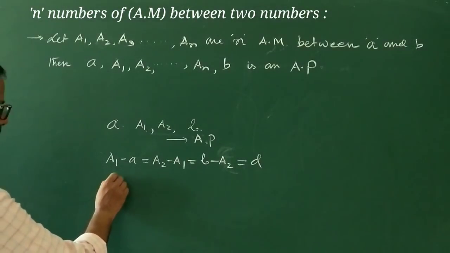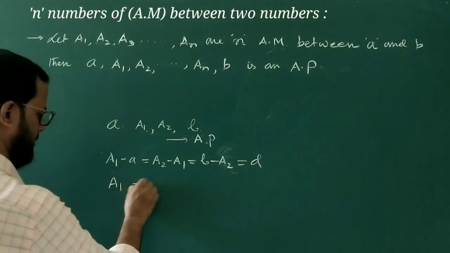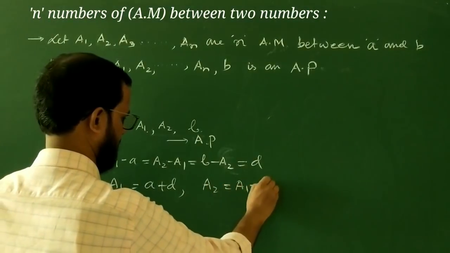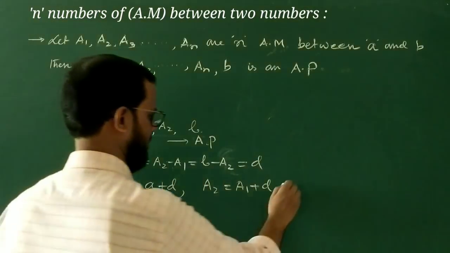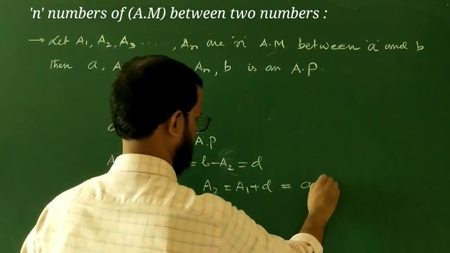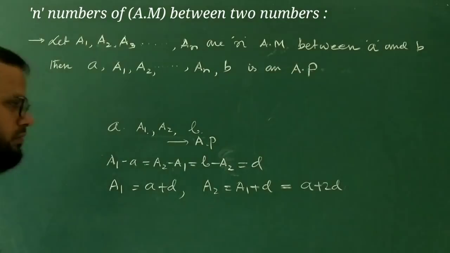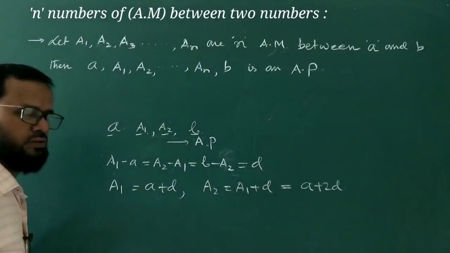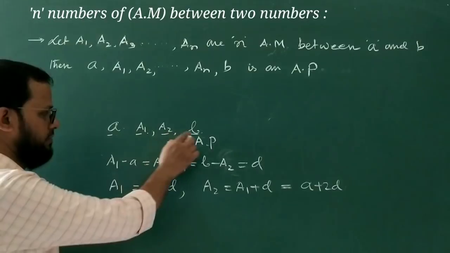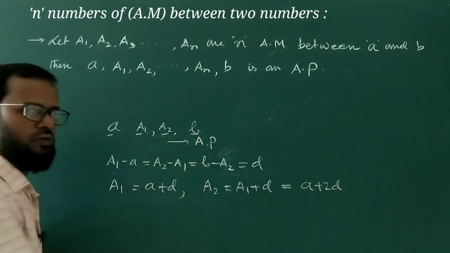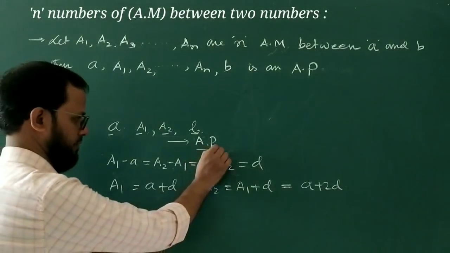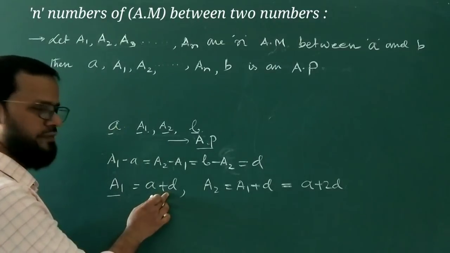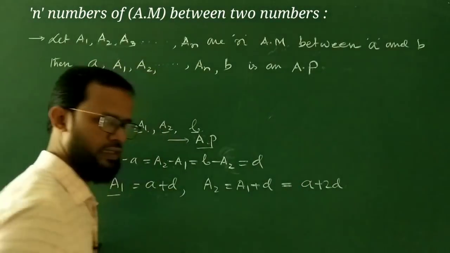Now from here you can see A1 will be A plus D. Yes or no? A2 will be A1 plus D. Putting the value of A1 as A plus D, what will it be? A plus 2D. So if A and B are numbers, and A1 and A2 are two numbers inserted between A and B such that these four numbers create an AP, then the arithmetic means are: first A plus the common difference, and second, another D added.